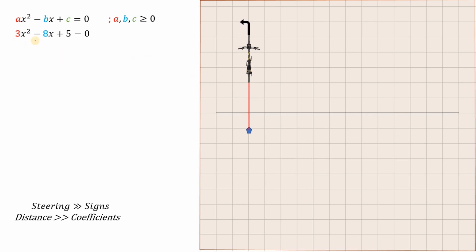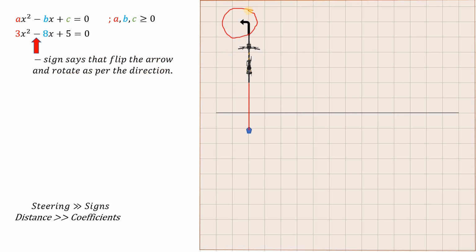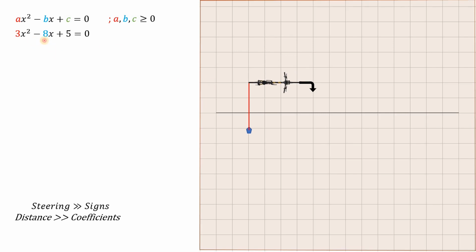Then the turn comes of the negative sign, so here comes the change. The negative sign says to flip the arrow and rotate as per the direction. So first we flip this arrow like this and rotate, so the rotation will be in this direction from now onwards. So it's the turn of 8, so move 8 distance.